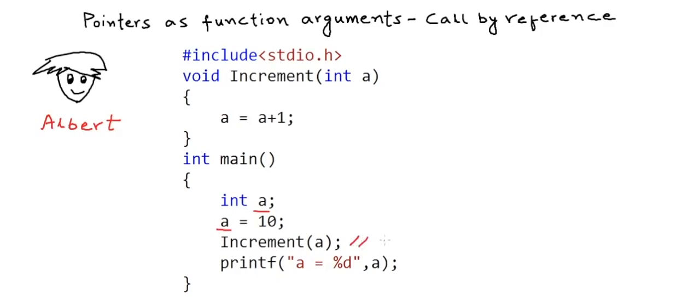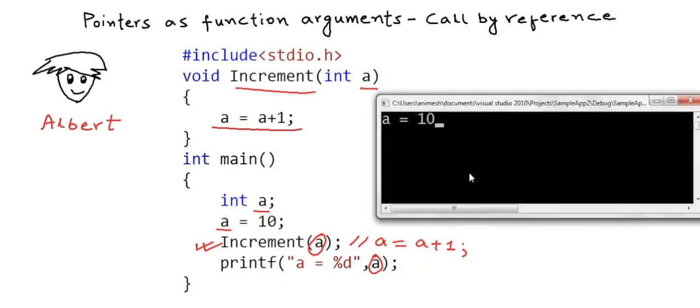So instead of writing something like a++ or a equal to a plus 1, instead of writing a statement like this, he writes a function increment that will take an integer a as argument, and inside this function he is writing a statement like a is equal to a plus 1. He calls this function increment from the main method, passing a as argument, and then he prints the value of a. Now what he is expecting here is that the value of a will be incremented to 11, and hence the print statement will print a equal 11. But when he runs the program, the output of the print statement is a equal 10.